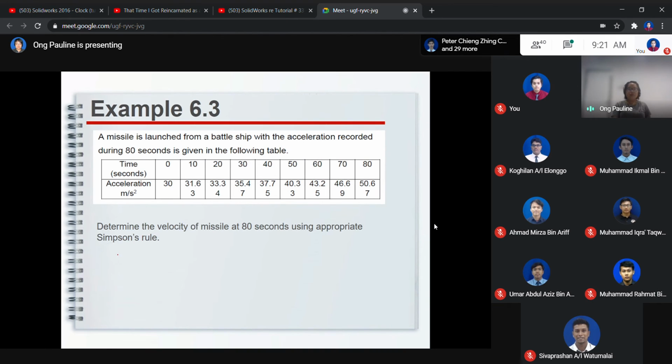Okay, so N equals 8, so we will use Simpson's 1/3 rule. Right. Okay, and we want to get the velocity again.